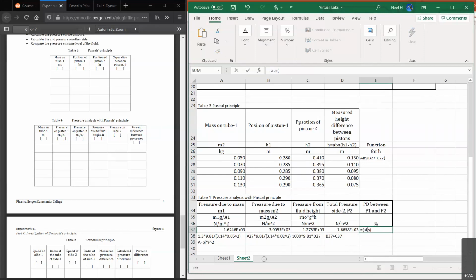So let's put another parenthesis there. ABS, I need pressure on side 2 minus pressure on side 1. Close parenthesis, divide by another parenthesis. I need the difference between these two, this one plus the other one. Close the parenthesis, divide by 2. Close the outside parenthesis, times 100.